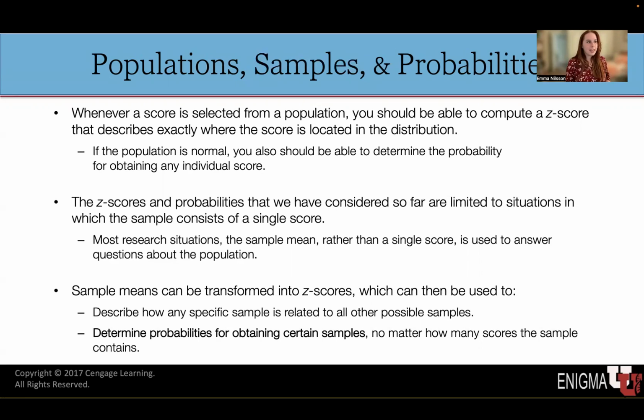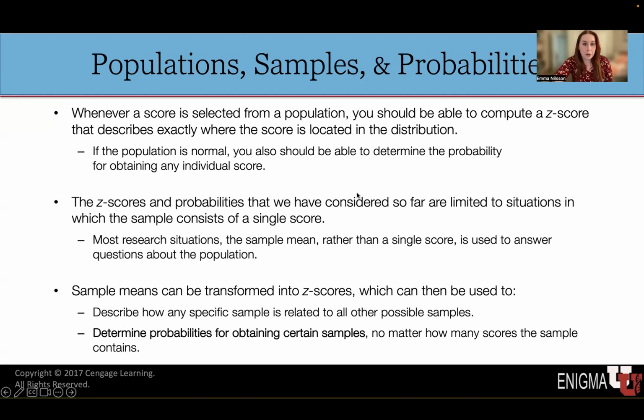So in our last lecture, we briefly discussed that whenever a score is selected from a population, we should be able to compute a z-score that describes exactly where that score is located in a distribution. And then if the population is normal, we should also be able to determine the probability for obtaining any individual score.